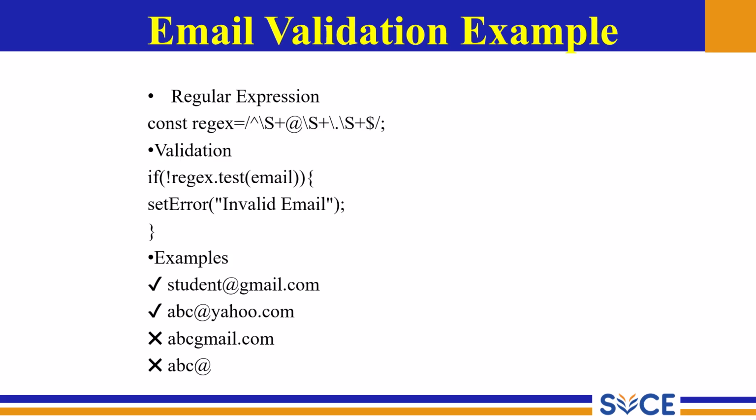Now let's move to one of the most common validation tasks, email validation. Simply checking whether the field is empty is not enough. The email must also follow a proper format. For example, these are valid email addresses: the first two, student@gmail.com, abc@yahoo.com. But the remaining are invalid. How do we check this?